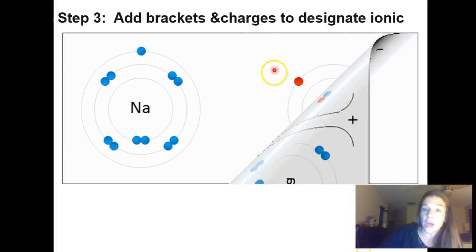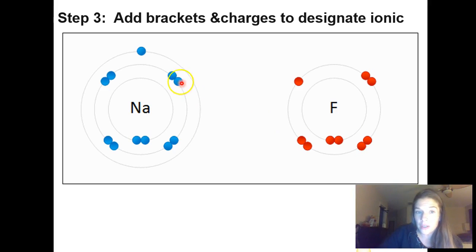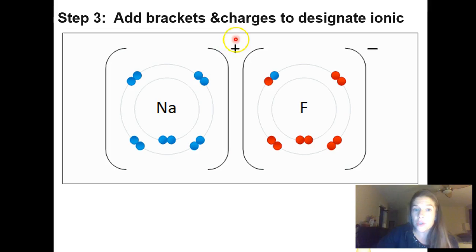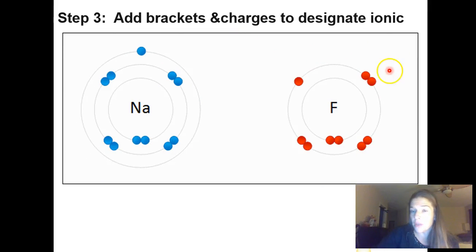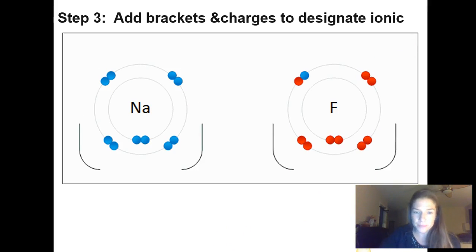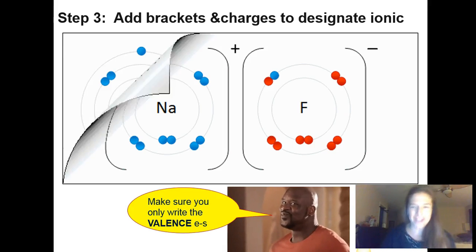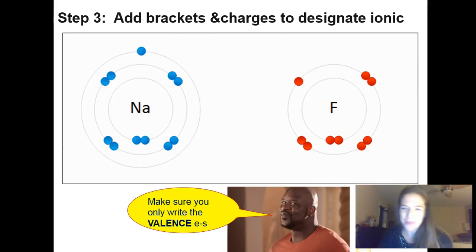Sodium, by giving up that 1 electron, is going to achieve a positive charge because now the protons are winning in sodium and they're winning by 1. So the 1 is implied here. You don't write the 1, it's implied. If the charge is even there, it means it is charged and the 1 is implied. Make sure you only write the valence electrons or Shaq will dance.